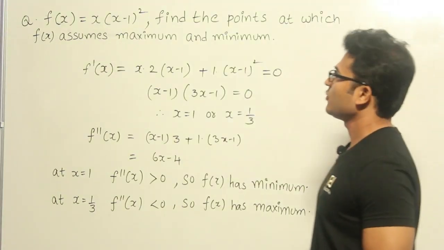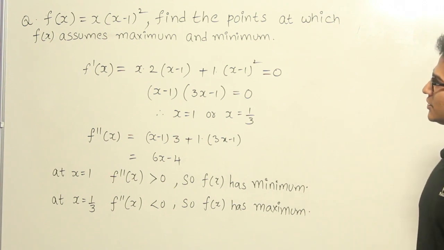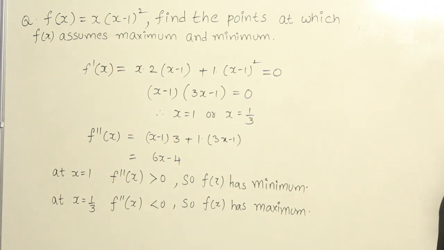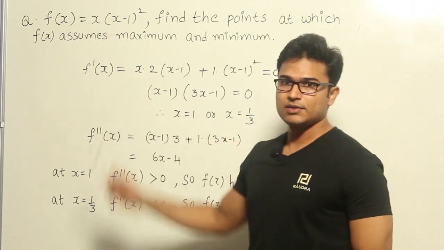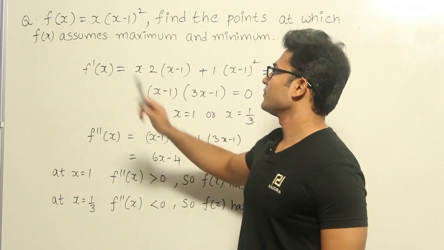Let's see this question. If f of x equals x into x squared minus 1, then find the points at which f of x assumes maximum and minimum. For that, you have to find f dash of x first, and then you can find the stationary points. So let's see what f dash of x is.